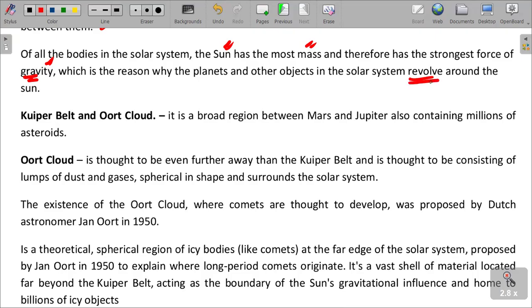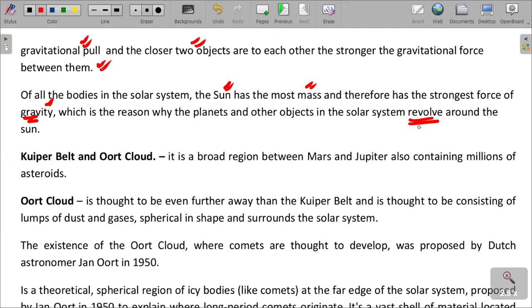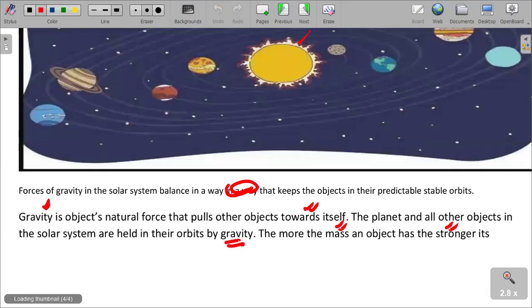They keep on rotating around the sun because it has the strongest gravitational force. That is why you see the diagram that I just showed you, which shows the objects rotating around the sun. It is showing the strength of the gravitational force which the sun has, forcing all other objects to rotate around it.